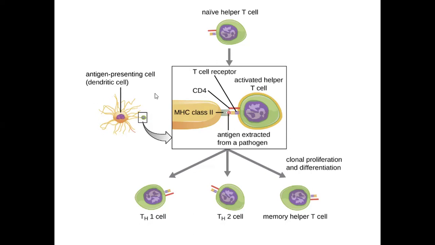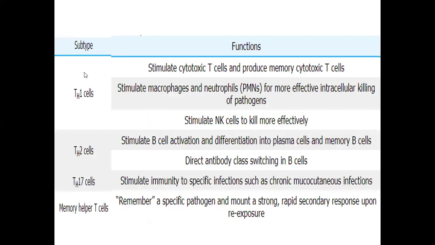by interaction with the antigen presenting cell and its MHC second receptor. Here you can see that T helper can be T helper 1, T helper 2, T helper 17, and memory T helper. So T helper 1 take part in stimulating the activation of the T killer, the T cytotoxic cell, and so it initiates the process of cellular specific immune answer development.